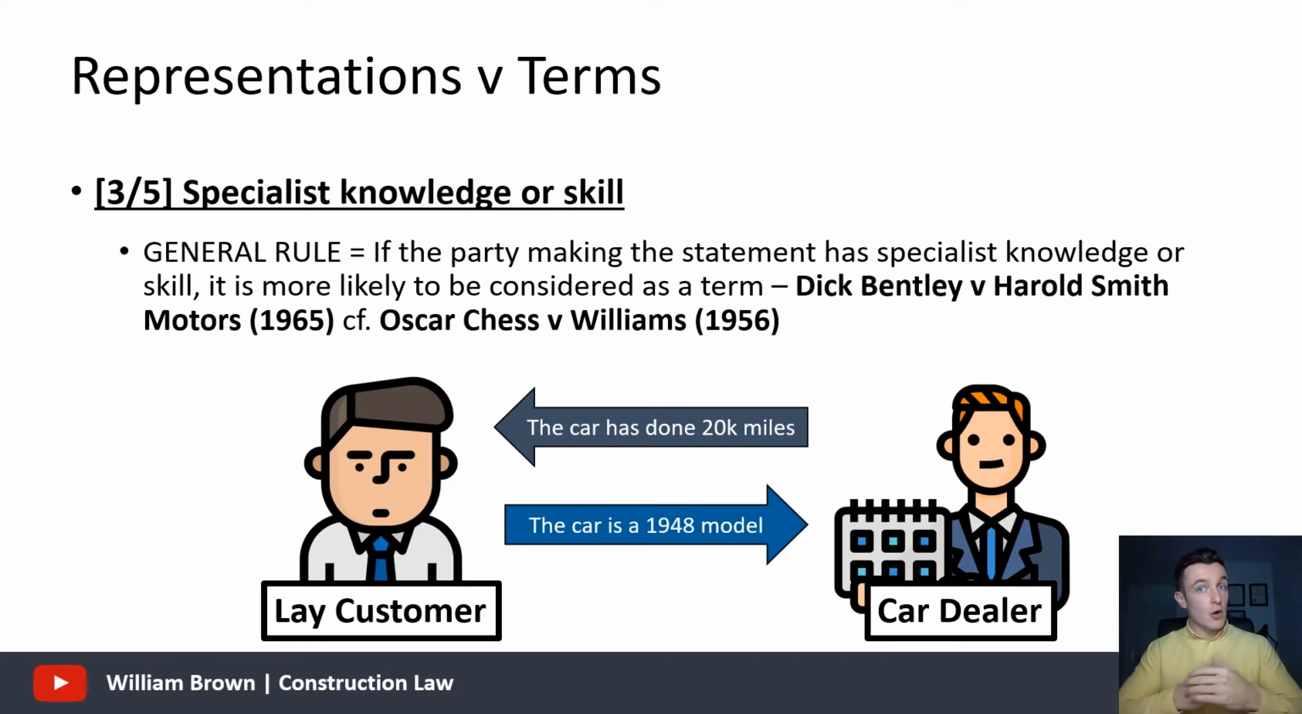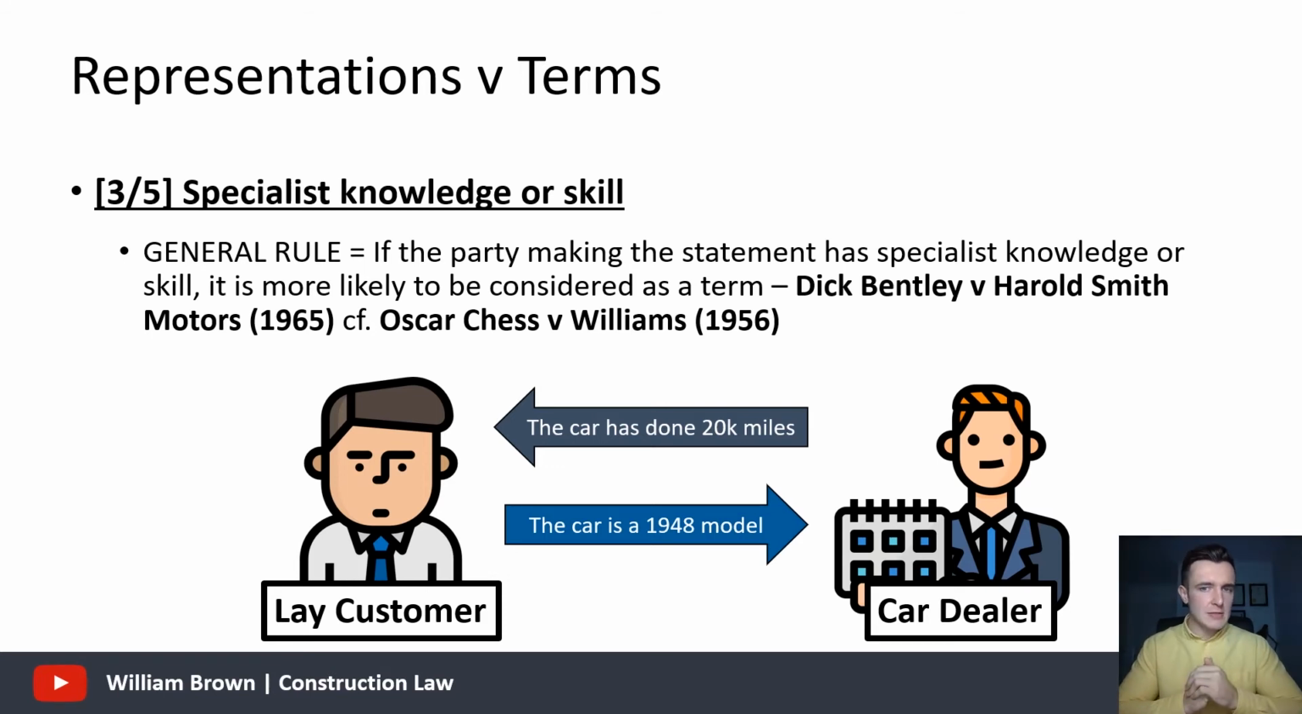That particular case can be contrasted with the other case of Oscar Chess and Williams of 1956. So it's the opposite way around here, and it was a lay customer making a statement to an expert car dealer. Again, the exact opposite in terms of its facts. So the lay customer, who was the son of an individual who purchased this 1948 model car, made a statement that the car was a 1948 model. He made that statement because that's what the logbook that came with the car actually said. It turns out that that logbook was the incorrect logbook for the vehicle. But the lay customer and the son was not to know that. Anybody who does not have expert knowledge about cars would only ever look at the logbook.